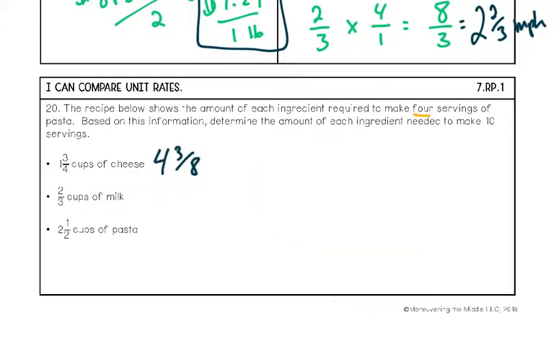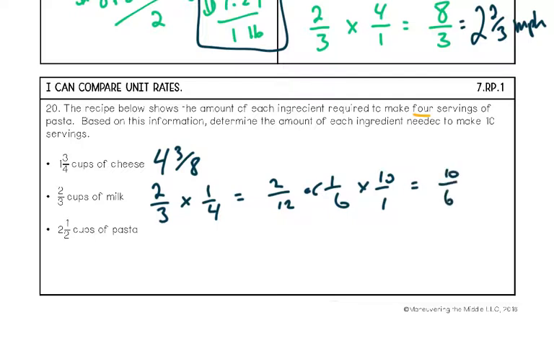Okay, so we'll go a little faster on this next one. We have 2/3 cup of milk between 4 servings. So 2/3, instead of dividing by 4, I'm going to times by 1/4. Now I'm going to multiply straight across, so 2/12 or 1/6 per 1 serving. And then I want to take that and multiply that by the 10 that I need. So 10 times 1 is 10 over the 6.